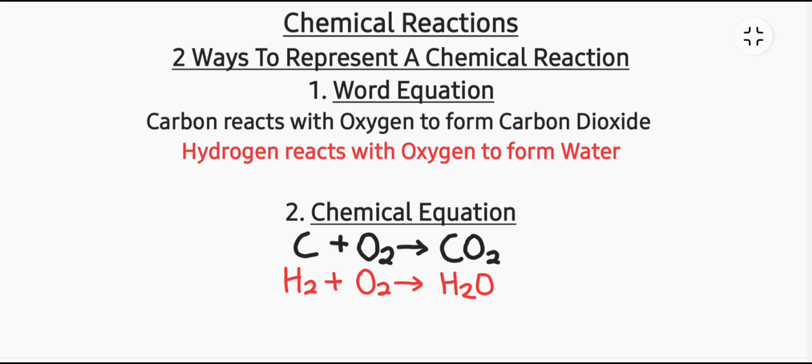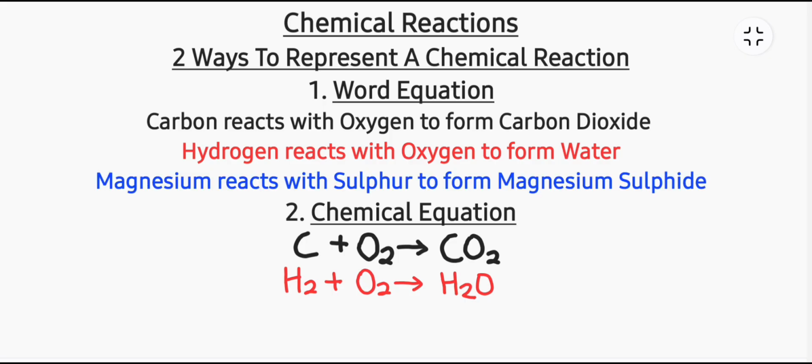The other one is a word equation of magnesium reacting with sulfur. So magnesium reacts with sulfur to form magnesium sulfide. So what is the chemical equation? It will be Mg plus S2 giving you MgS. So that is the chemical equation for that.